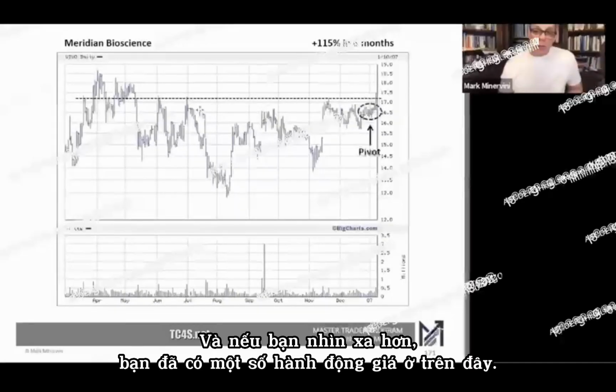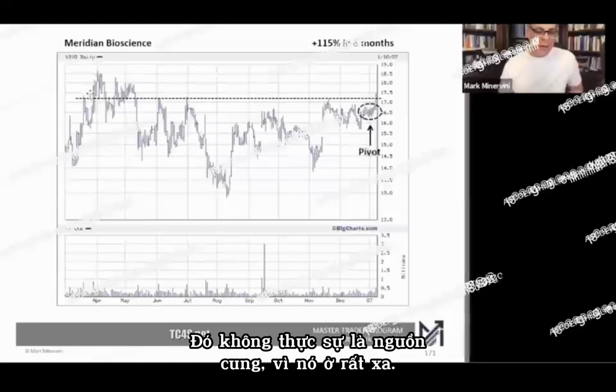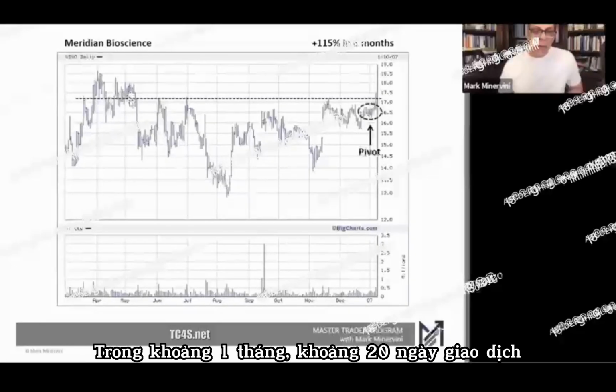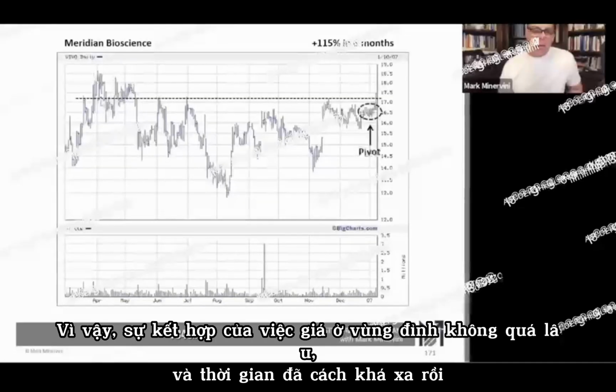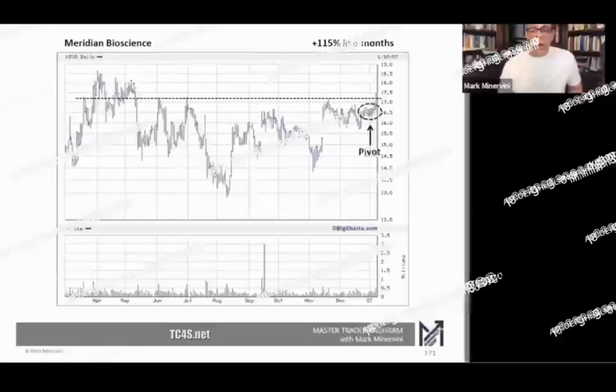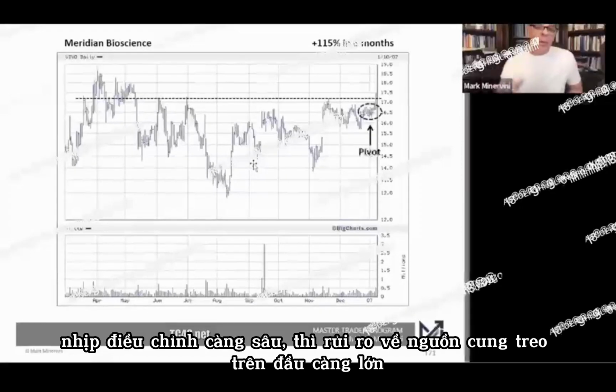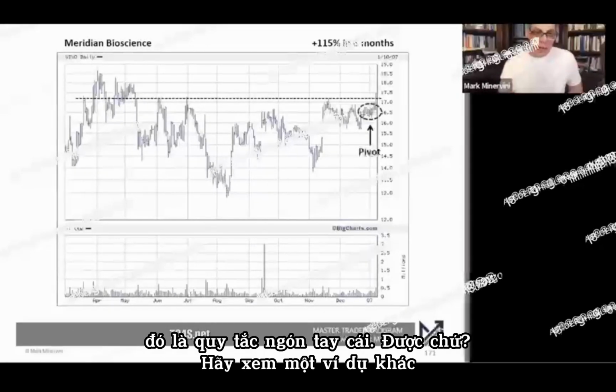And as you get further away, you've got some price action above here. That's not really supply because it's a good distance away. It's 9-10 months away, and it only traded above that level for maybe a month, 20 days or so. So the combination of not being above there very long and being far away makes that supply less of a problem. The closer the supply and the deeper the correction, the more that supply is an issue. That's a general rule of thumb.